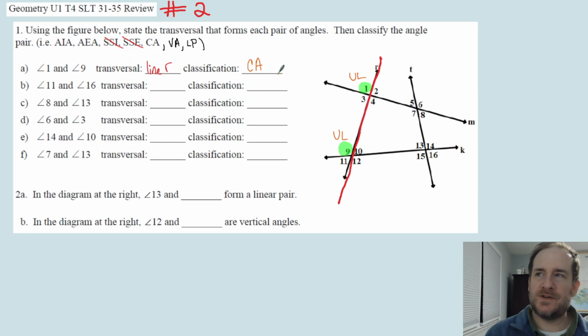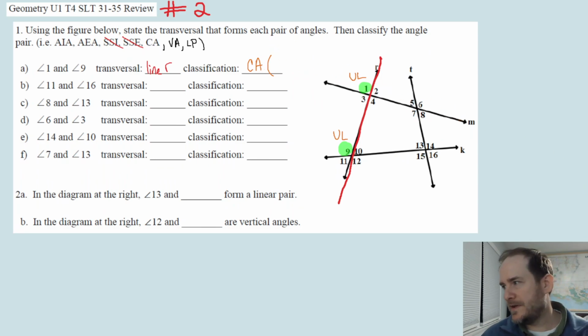And then nobody asked you to do this, but just for practice, you might want to also write that because they're corresponding. Well, actually, let's not write this. I was going to say they're congruent, but clearly, as you look at M and K, they're not parallel. And remember, corresponding angles are only congruent when the lines are parallel. So I guess that's why we're not saying whether the angles are congruent or supplementary.